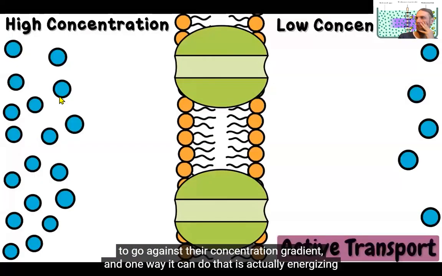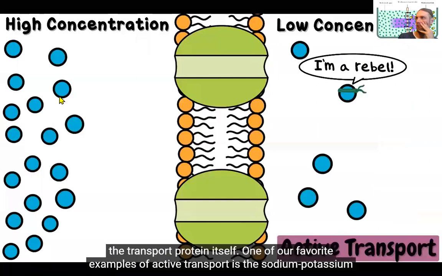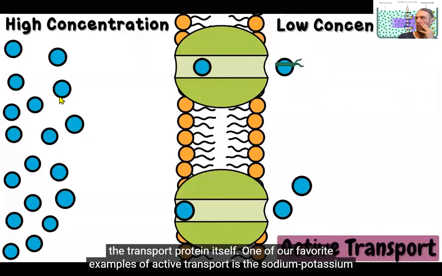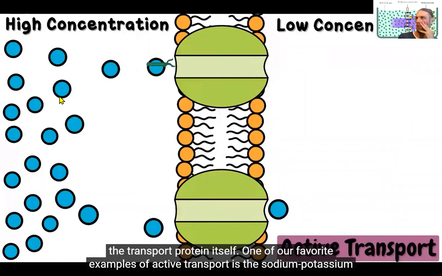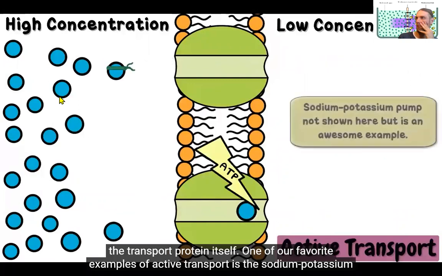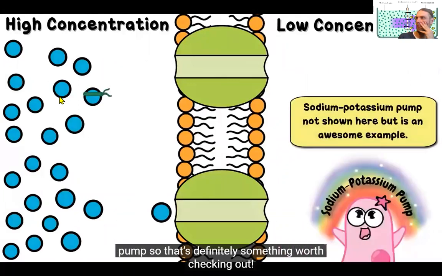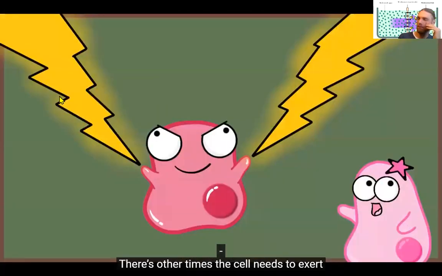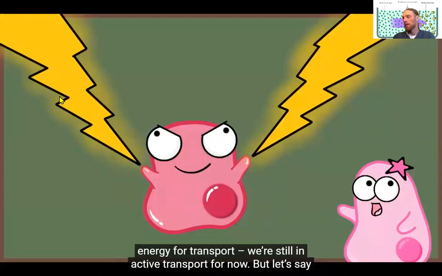And one way it can do that is actually energizing the transport protein itself. One of our favorite examples of active transport is the sodium-potassium pump. So that's definitely something worth checking out. There are other times a cell needs to exert energy for transport.